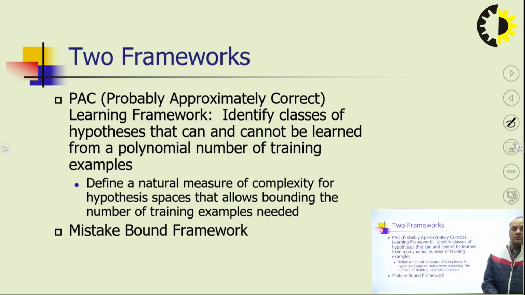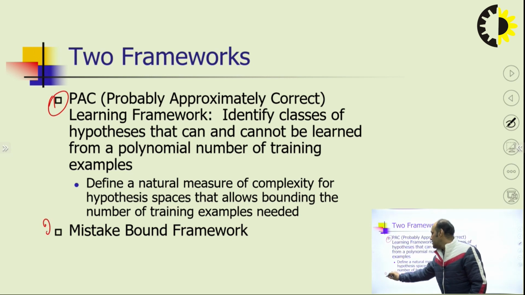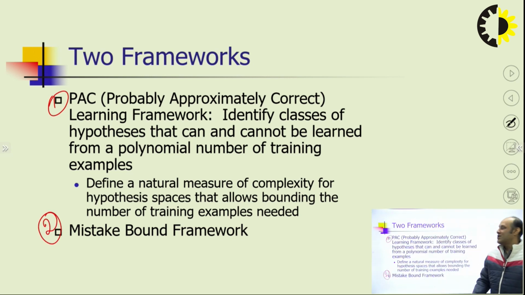So while studying computational learning theory, we have 2 important frameworks. Number 1, the first framework is called the PAC framework. P stands for probably, A stands for approximately, and C stands for correct: the probably approximately correct learning framework. And the second framework is called the mistake bound framework. So we will focus on these 2 frameworks under computational learning theory.